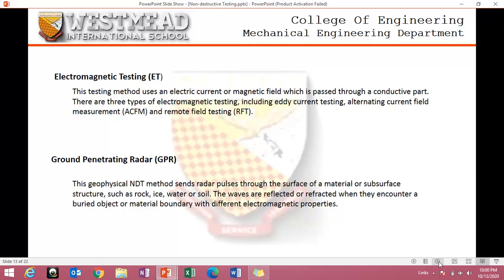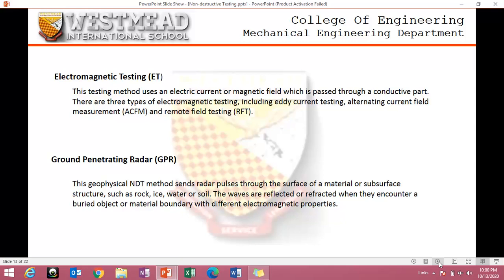Electromagnetic testing or ET. This testing method uses an electric current or magnetic field which is passed through a conductive part. There are three types of electromagnetic testing, including eddy current testing, alternating current field measurement, and remote field testing.